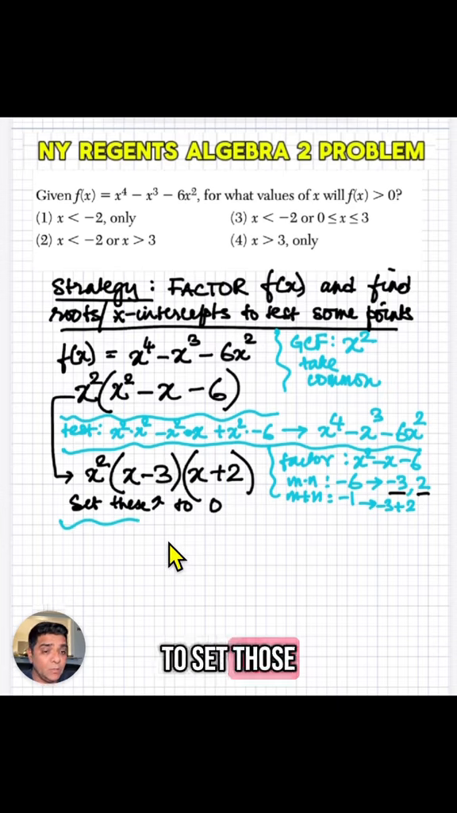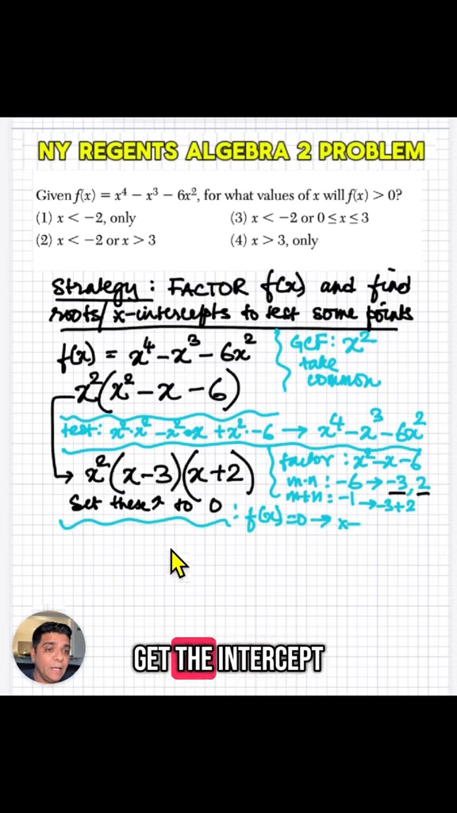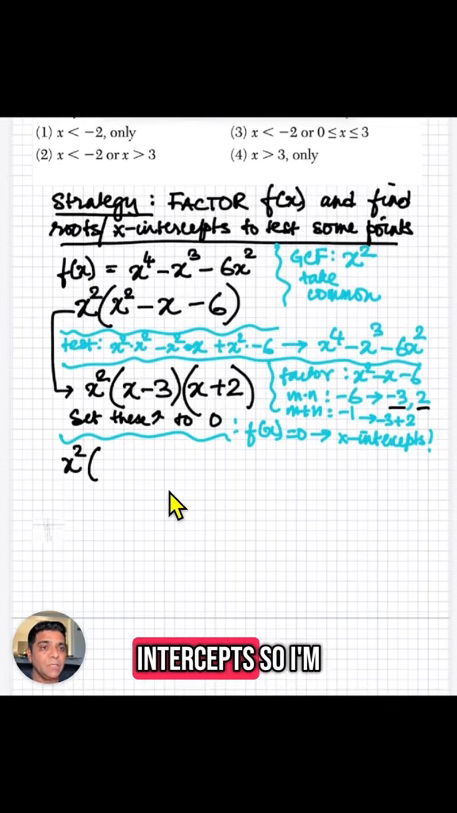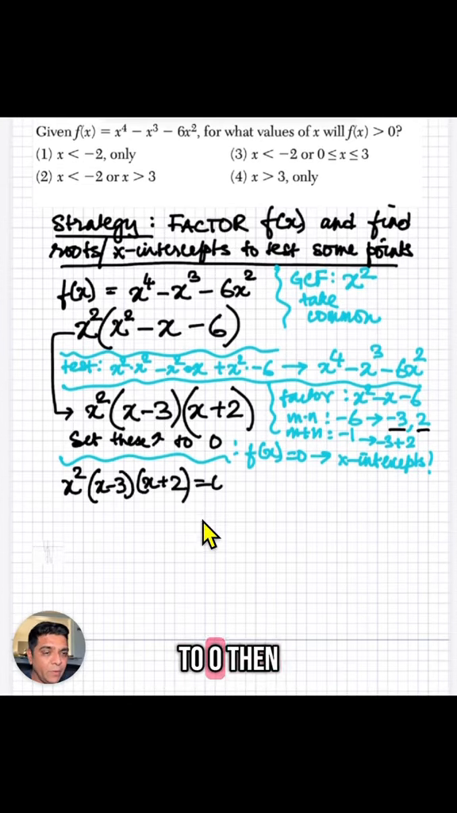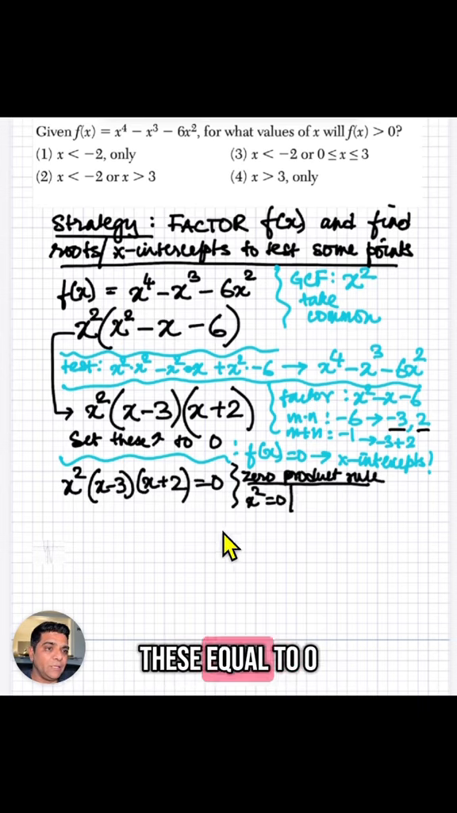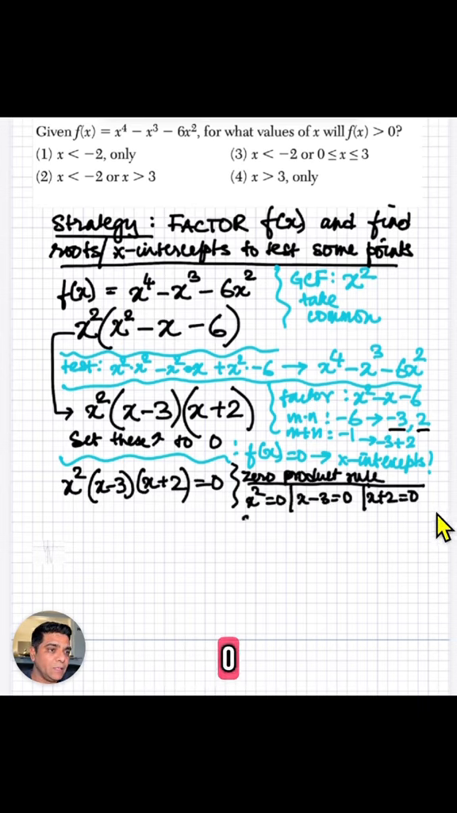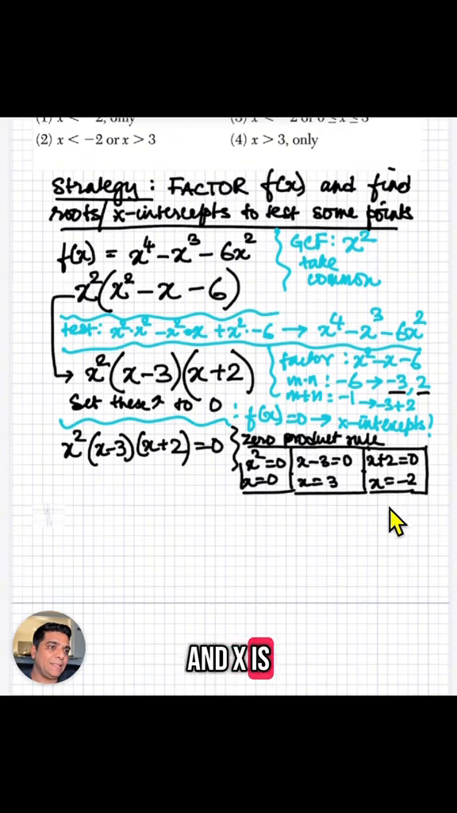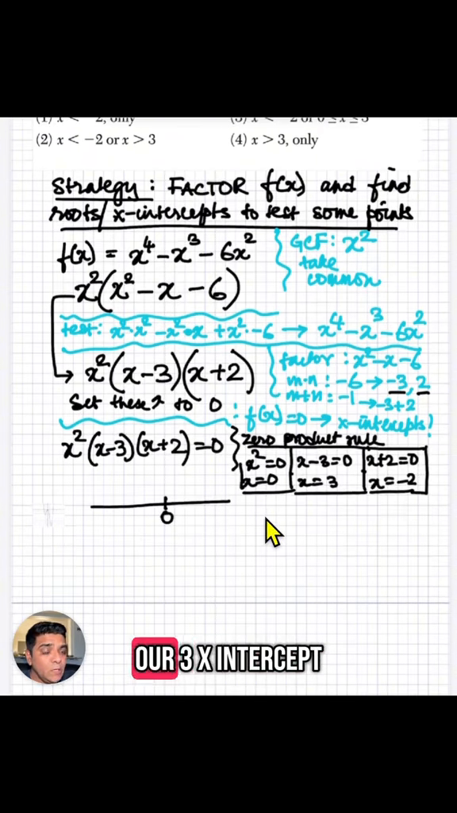Now we have to set those equal to 0, of course, to get the intercepts, because where f of x is 0, we have x-intercepts. So I'm going to set this whole thing equal to 0. Now, zero product rule: set each of these equal to 0 and then solve for x. x is 0, x is 3, and x is negative 2. So those are our three x-intercepts.